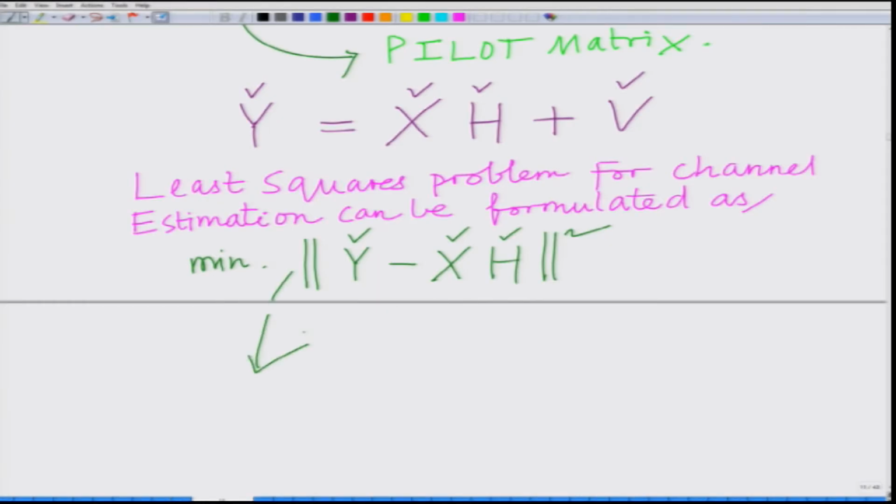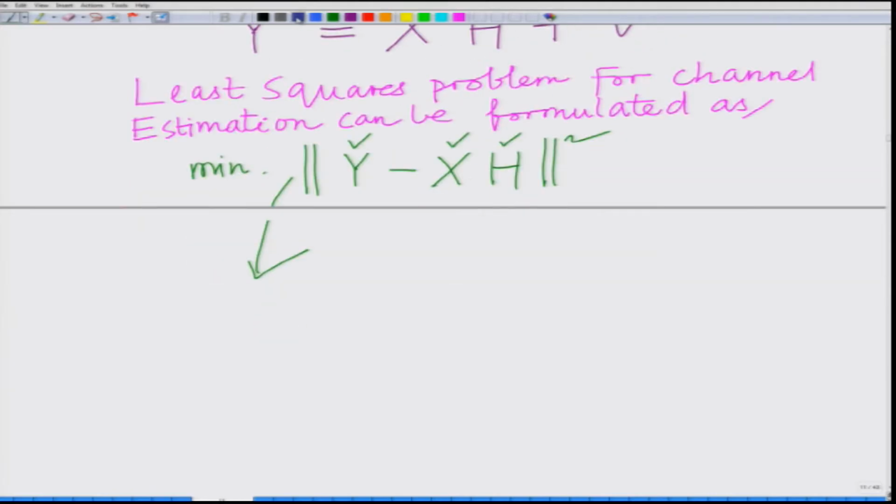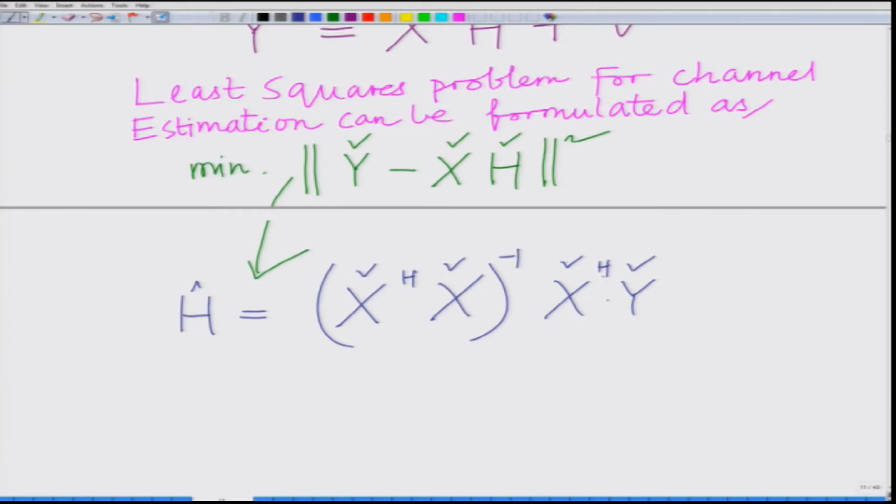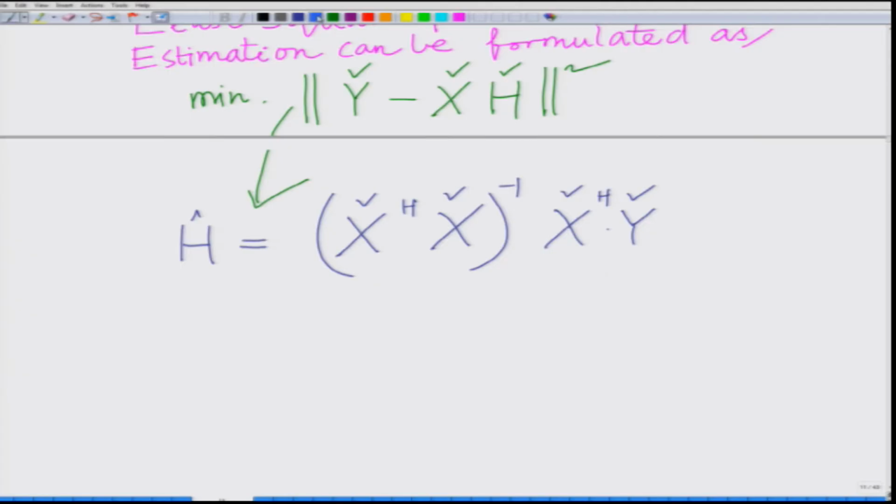So, we have to find this vector H check, and that is found from the least squares minimization problem, that is the H check which minimizes this least squares cost function, that is norm of Y check minus X check times H check norm whole square. And we know the solution for this least squares cost function, again similar to what we have done previously in the case of OFDM. I have the estimate H hat equals X check Hermitian X check inverse, that is the pseudo inverse of X check, times X check Hermitian times Y check. However, now this is a diagonal matrix and invertible.